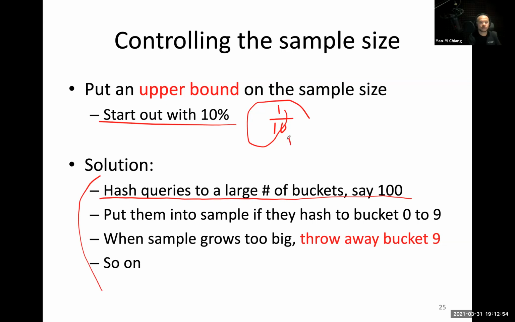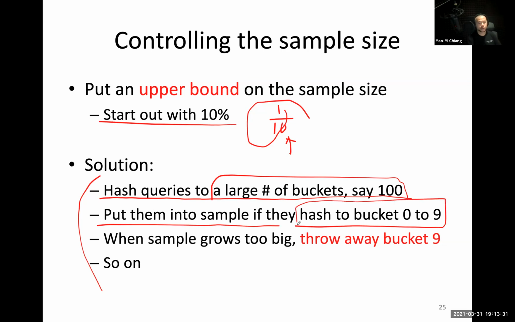Remember before we said if you want to have 1/10 of your queries in a sample, you just have 10 buckets and you keep the first bucket. But if you want to overcome the challenge of having a really large data stream, you can use a much larger number of buckets, say 100. So for 100 buckets, if you still want to sample 1/10 of your data, you will put the tuples that hash into bucket 0 to 9, 10 buckets, into your sample, right?